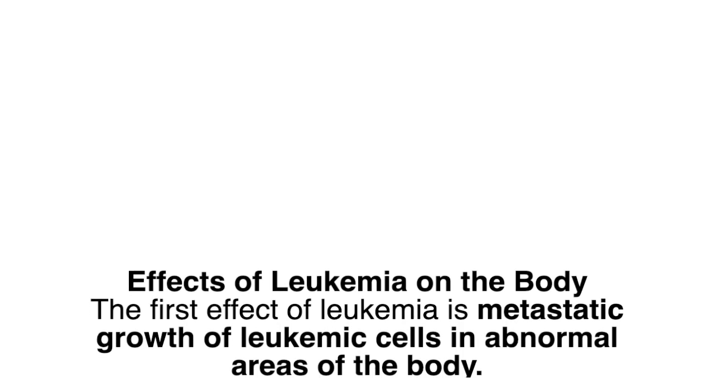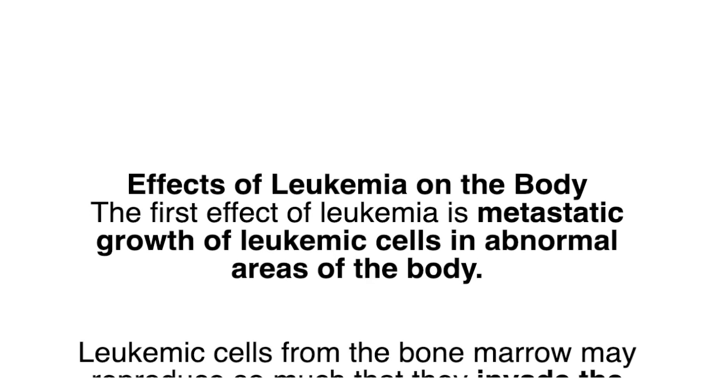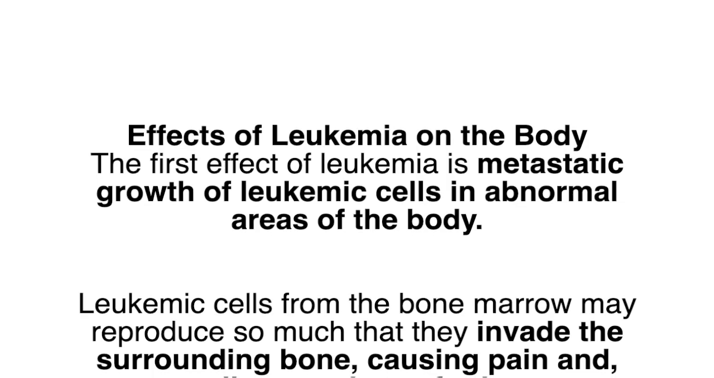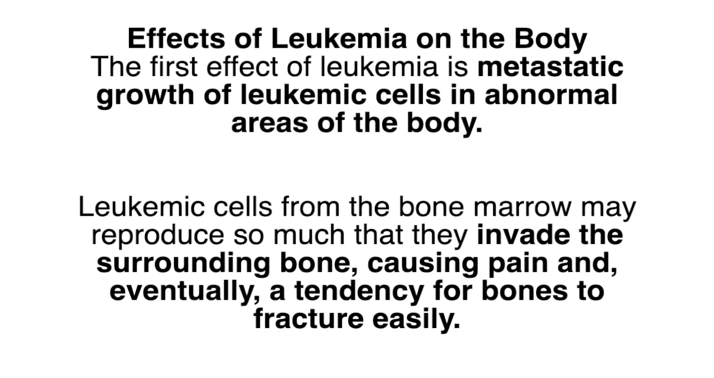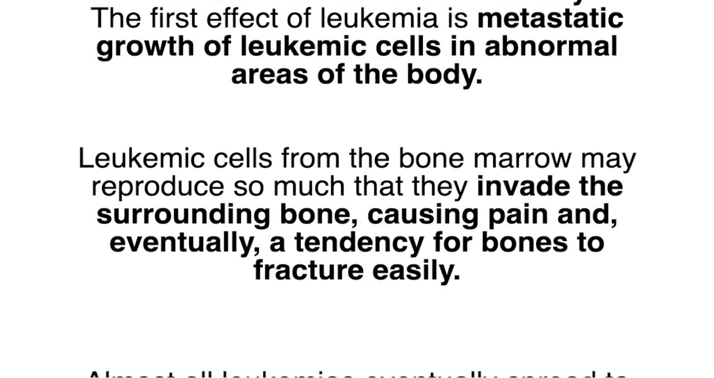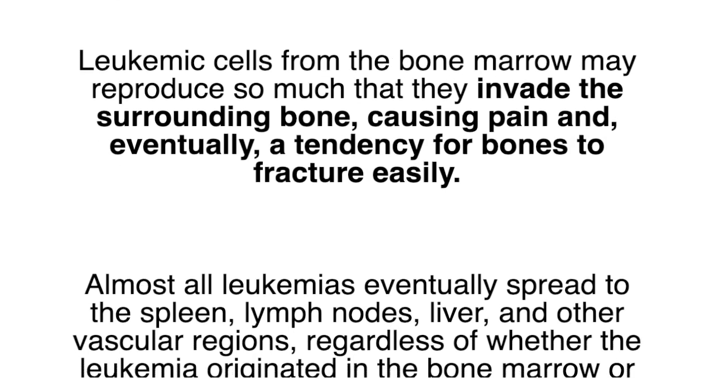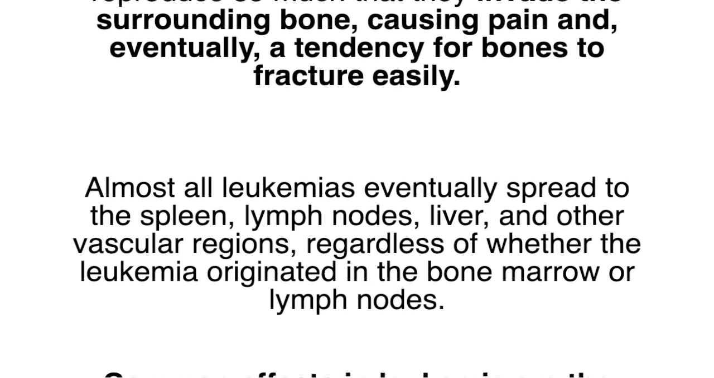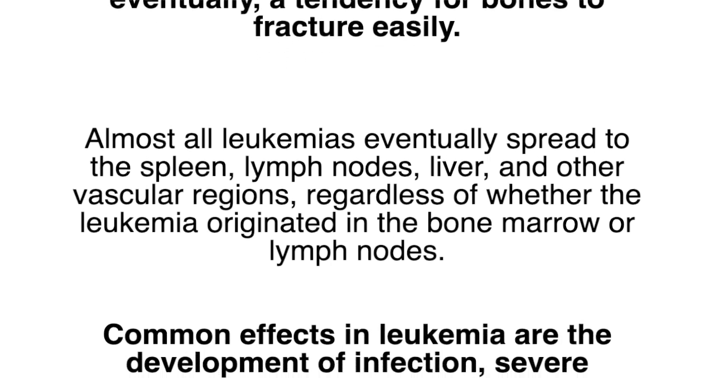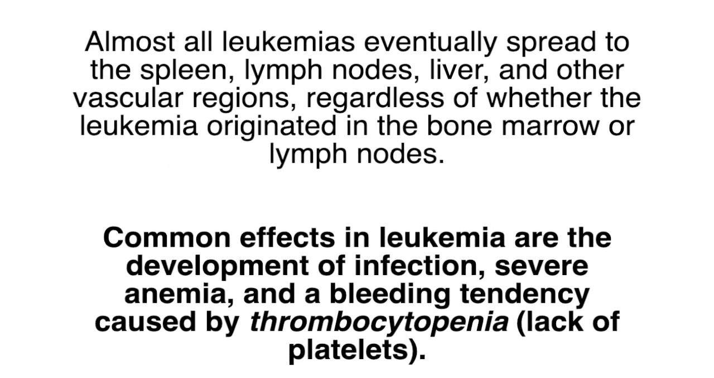Effects of leukemia on the body. The first effect of leukemia is metastatic growth of leukemic cells in abnormal areas of the body. Leukemic cells from the bone marrow may reproduce so much that they invade the surrounding bone, causing pain and eventually a tendency for bones to fracture easily. Almost all leukemias eventually spread to the spleen, lymph nodes, liver, and other vascular regions, regardless of whether the leukemia originated in the bone marrow or lymph nodes.